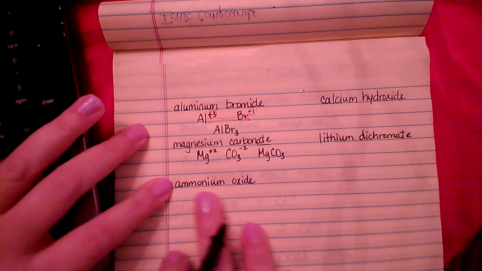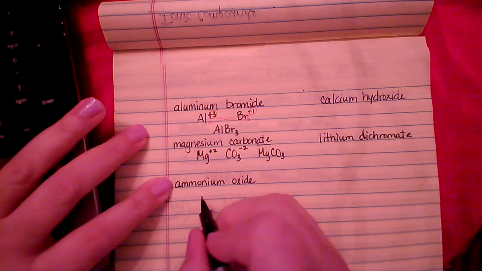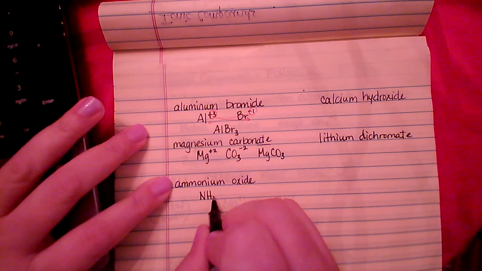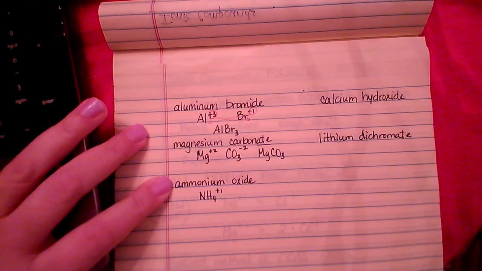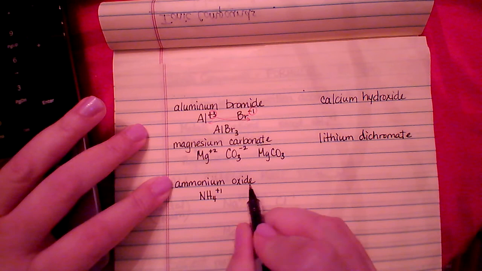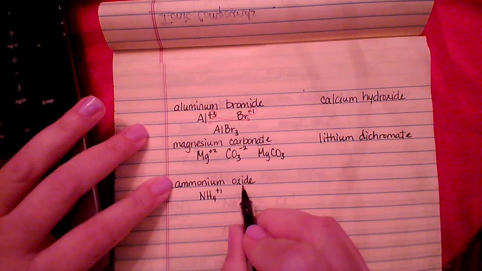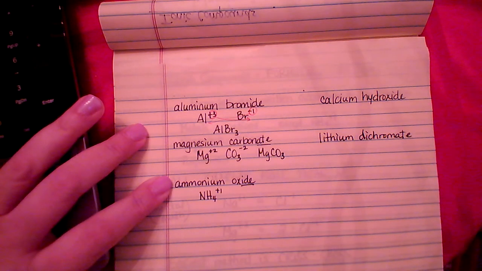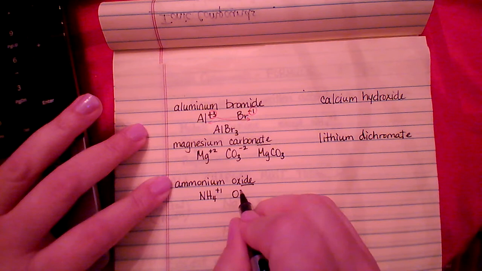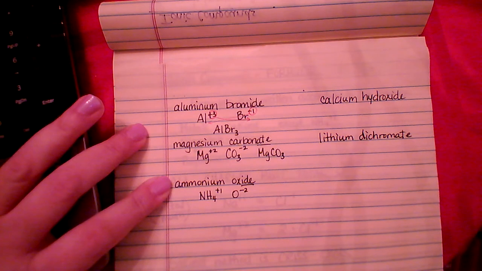Ammonium, remember, is the only positive polyatomic ion. So NH4 plus 1. Oxide, remember that's oxygen. How do we know? Because it ends in "ide." It's O with a -2 charge.